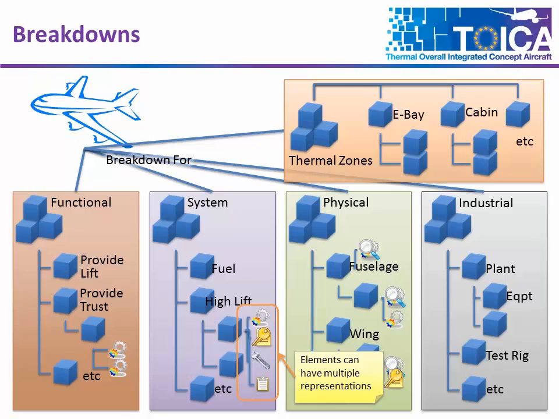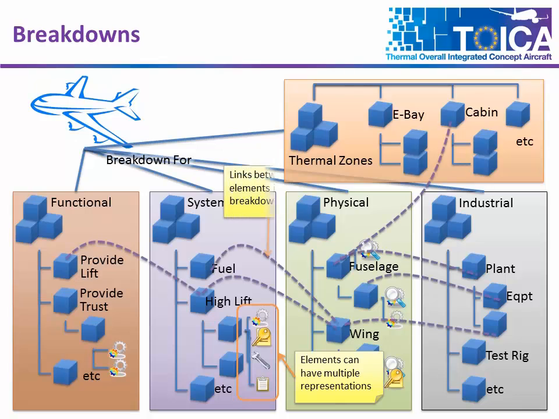Many elements in a breakdown can have multiple representations. These can be all sorts of different types, for example models, key values, tools, methods, all associated with that particular element in a breakdown. There can also be links between breakdowns, so this could be allocation of a function to a system, or allocation of a function to a physical element, or allocation of a physical element to a particular part of an industrial plant, etc.